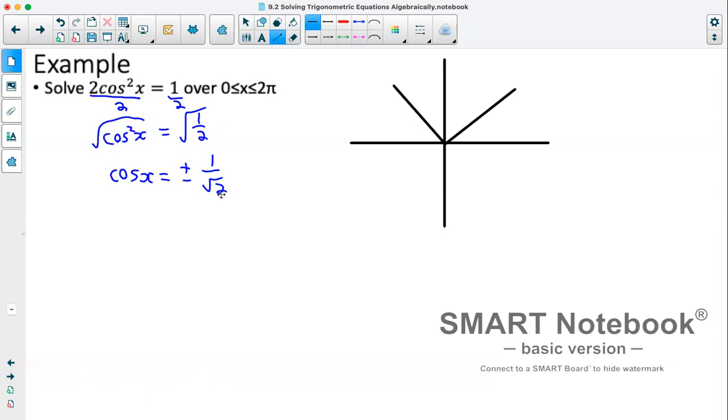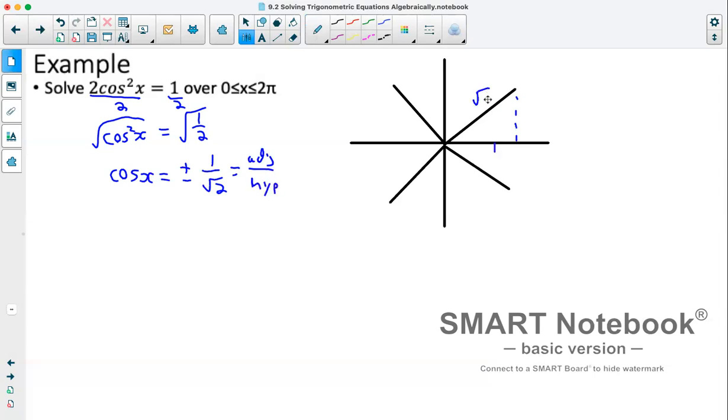Now, each of these reference angles has the same ratio. So if we've got the same reference angle for them all, we'll just solve for a reference angle in quadrant 1, then get all of our angles. So we know cos is adjacent over hypotenuse. So our adjacent's 1, our hypotenuse is root 2. We should recognize this as one of our special triangles. So it's our 45-degree triangle, which we know 45 degrees is pi over 4 radians. So one of our answers is pi over 4.